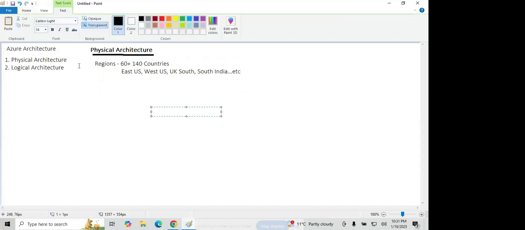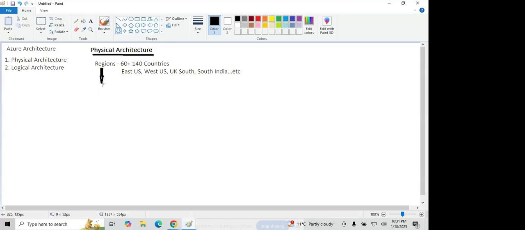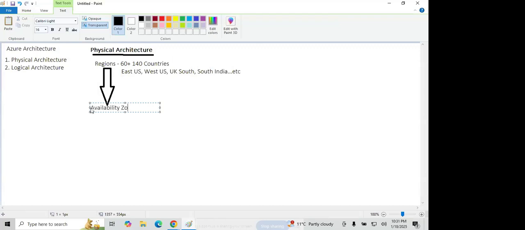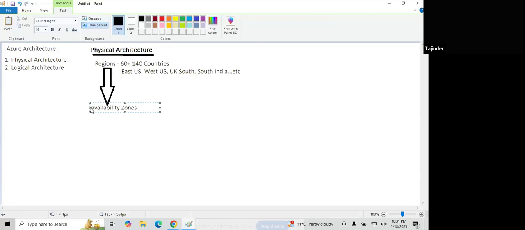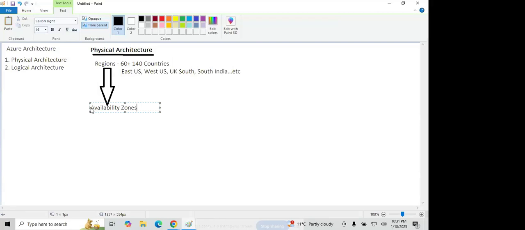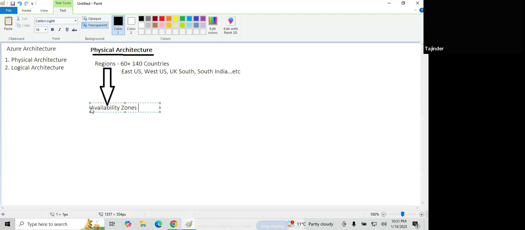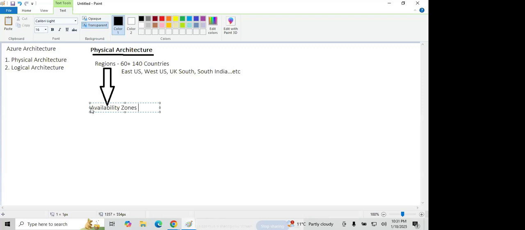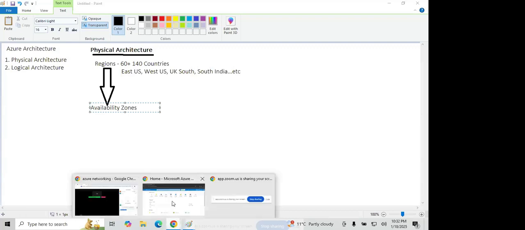After regions, we have something called availability zones. We need to remember three points regarding availability zones. Point number one: all the regions do not contain availability zones. Out of 60 plus regions, approximately half, or approximately 33 to 34 regions, contain availability zones. Now the question is, how do we identify which region contains availability zones and which region does not?